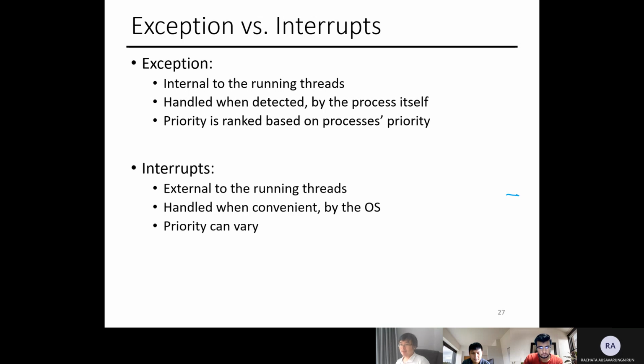Interrupts. What is an interrupt? Interrupts are external to the running thread, like when you hit something on your keyboard, move the mouse, or have a signal input coming from your sensor. These are interrupts. You have an external thing coming in that involves your running thread. It's handled when convenient by the OS. The OS will say, oh, I have an interrupt, whoever is listening to this, go handle that. And the priority of interrupts is varied, based on the importance of those signals, right?